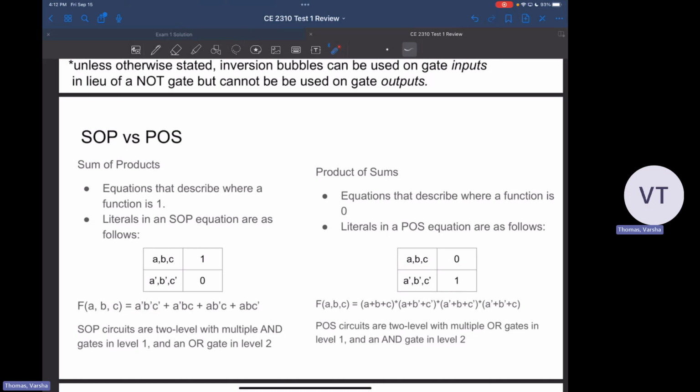This is an example of a product of sum equation. You can see that each of these is a sum and they are tied together with a product. Similar to sum of products circuits, product of sum circuits are 2 levels. The first level will just have multiple OR gates, with as many inputs as you need. And then your second level will just be a single AND gate tying all those together.